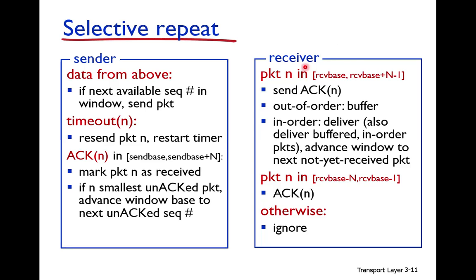Similarly, at the receiver end, when the receiver receives packet number n, it sends acknowledgement number n, meaning only packet number n is received. For example, if the receiver receives packet number 5, it will send acknowledgement number 5, meaning only packet number 5 is received correctly. If this packet is out of order, it will be stored in the buffer. If it is in order, it is delivered to the application, and the window advances to the next not yet received packet.